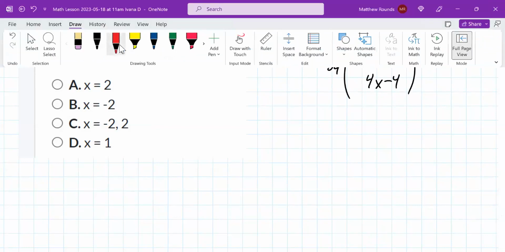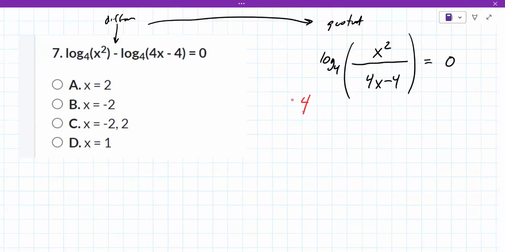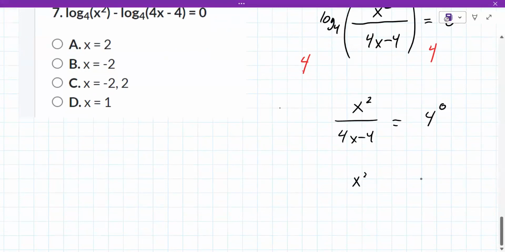Now if you recall, the base this time is 4 on both sides of the equation. The base undoes the logarithm. So this gets undone, and you have x squared over 4x minus 4 equals 4 to the 0. All right, so 4 to the 0 is 1. So this is x squared over 4x minus 4 equal to 1.